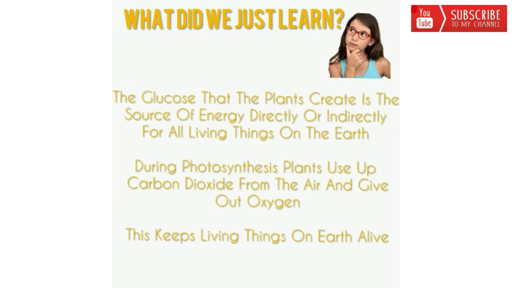What did we just learn? The glucose that plants create is the source of energy directly or indirectly for all living things on earth. During photosynthesis, plants use up carbon dioxide from the air and give out oxygen. This keeps living things on earth alive.